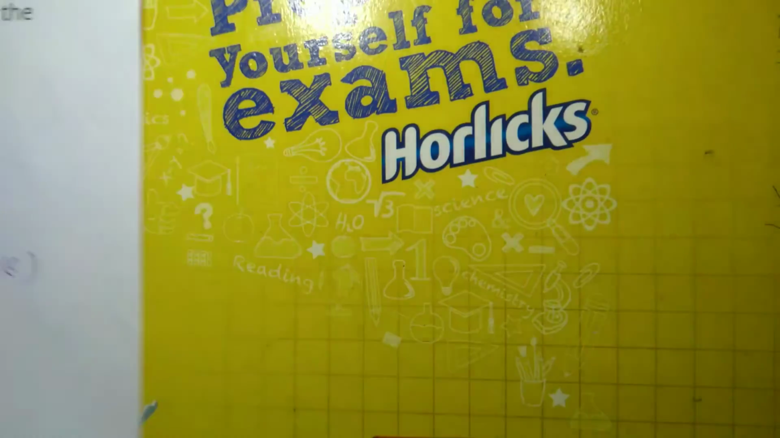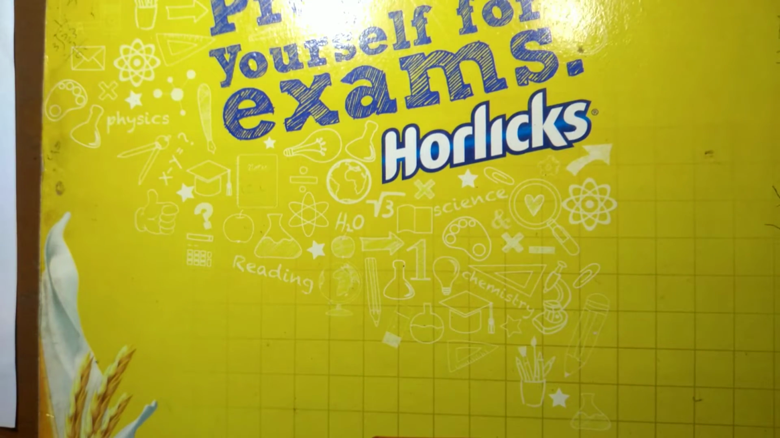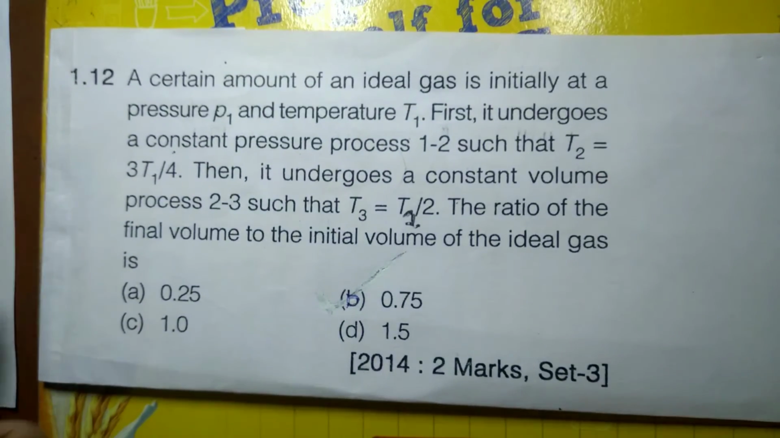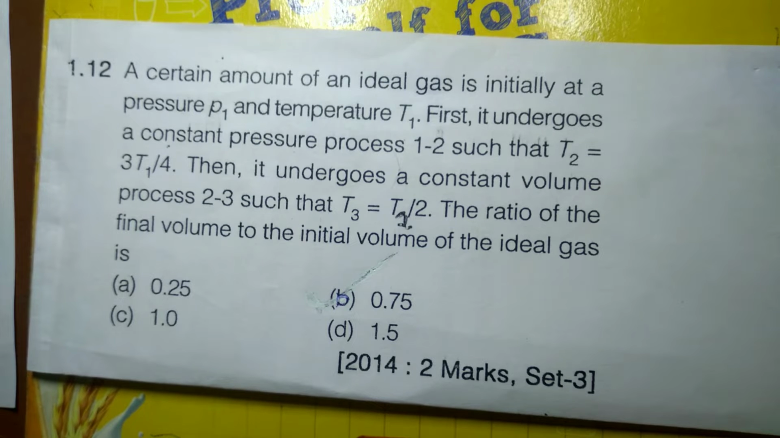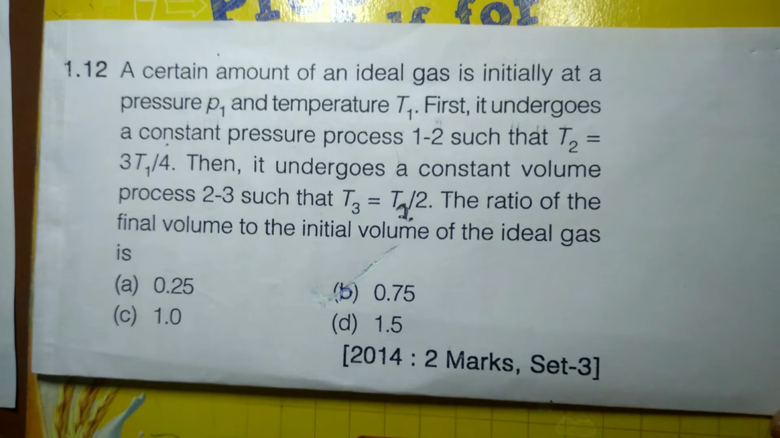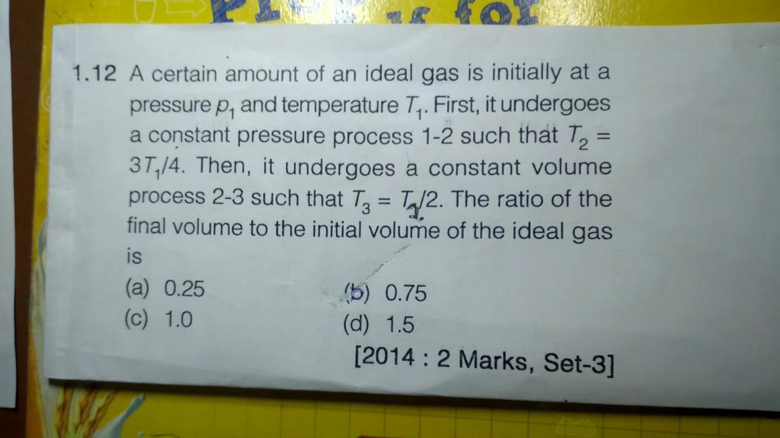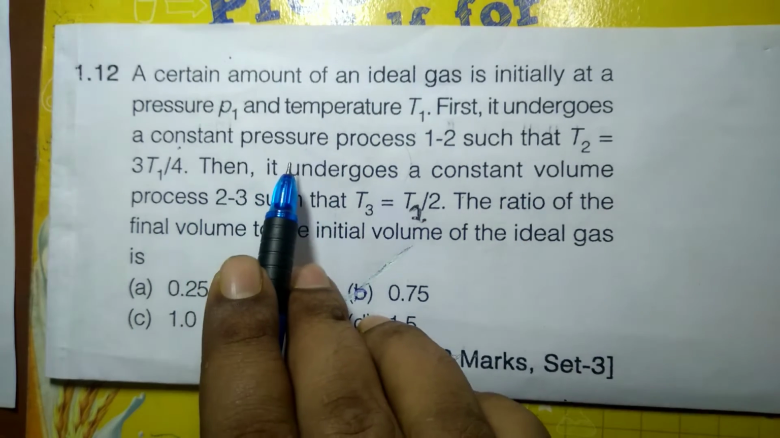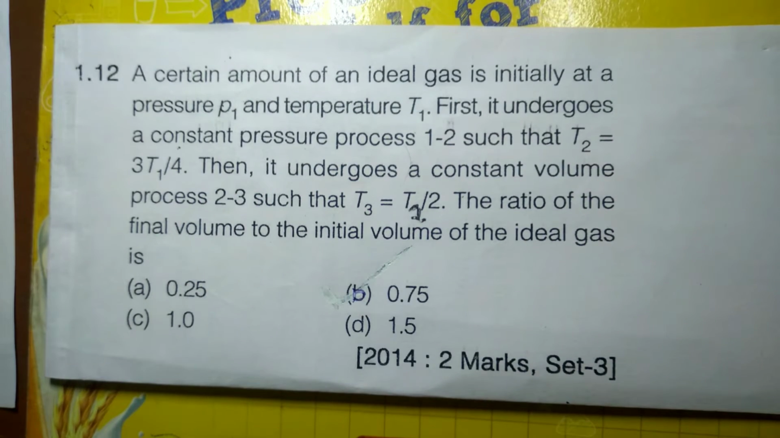So the next question that I am going to discuss was asked in the year 2014 and it carries 2 marks. सेट 3 में ये क्वेश्चन पूछा गया था, and the question was like this: a certain amount of an ideal gas is initially at a pressure P1 and temperature T1.